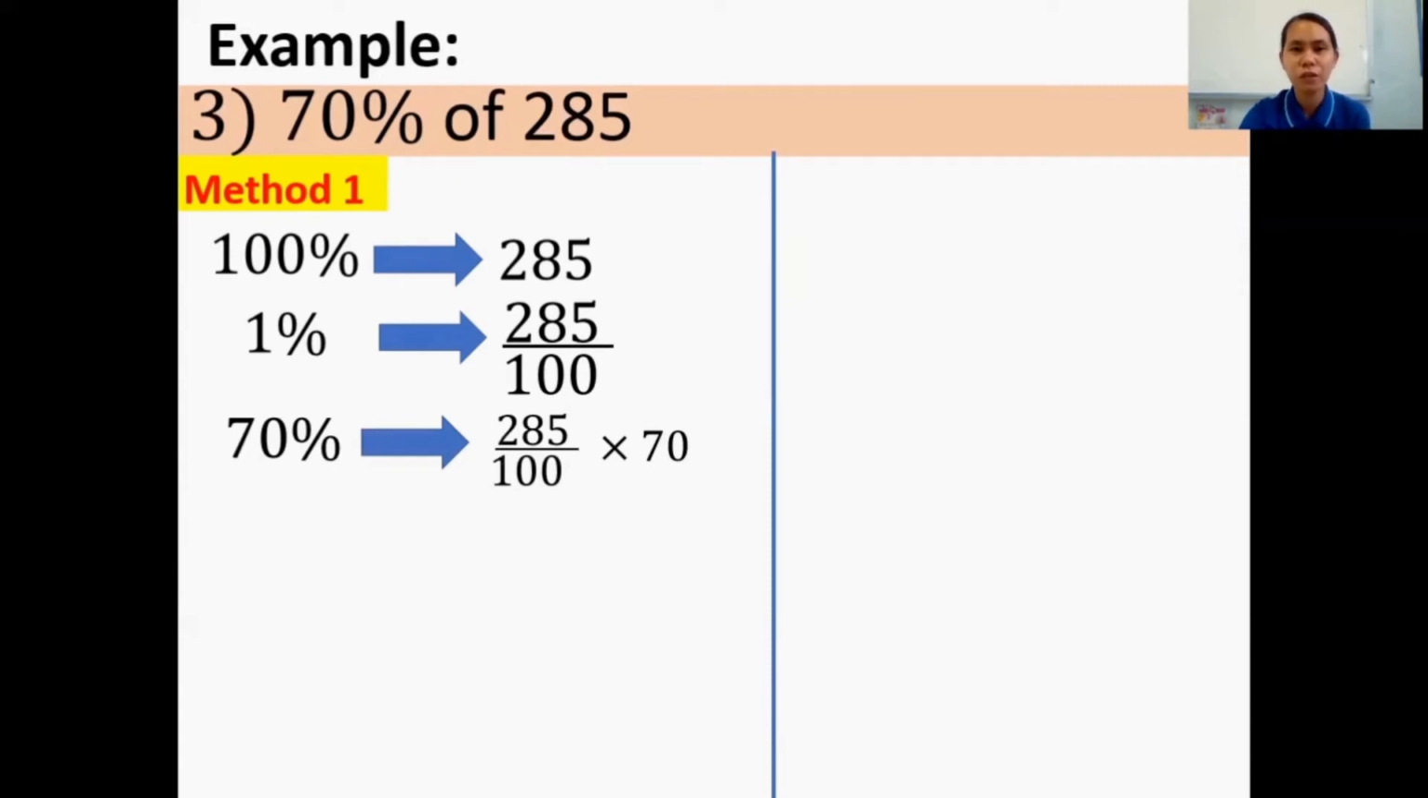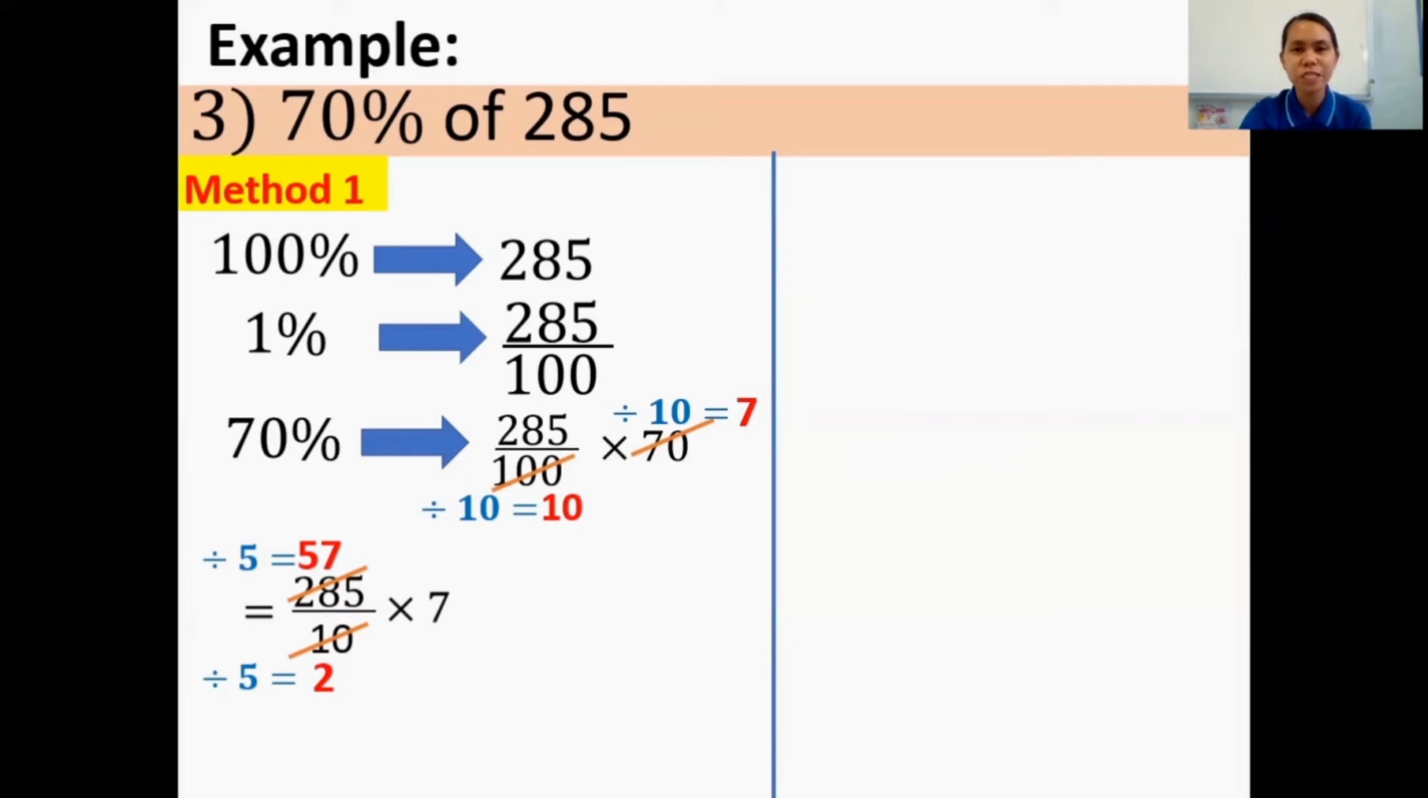As we can observe here, 100 and 70 are divisible by 10. So 100 divided by 10 equals 10. 70 divided by 10 equals 7. So the remaining numbers are 285 over 10 times 7. From here also we can observe that 10 and 285 are divisible by 5. So 10 divided by 5 equals 2, and 285 divided by 5 equals 57. So the remaining numbers are 57 times 7 over 2.